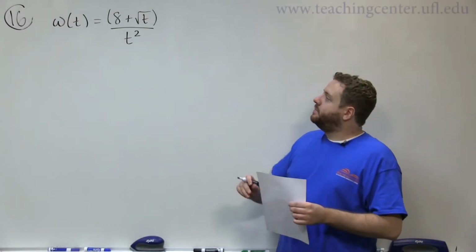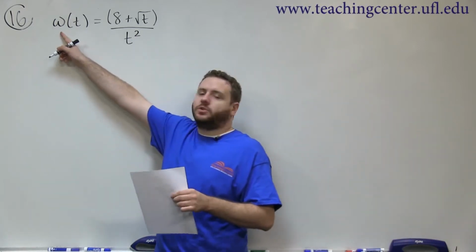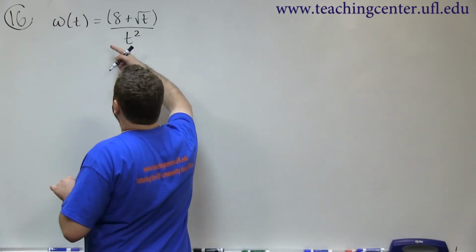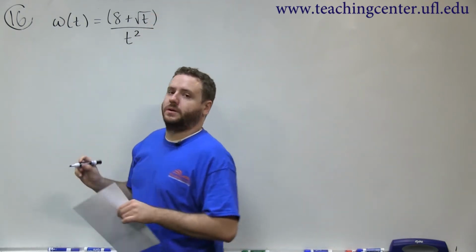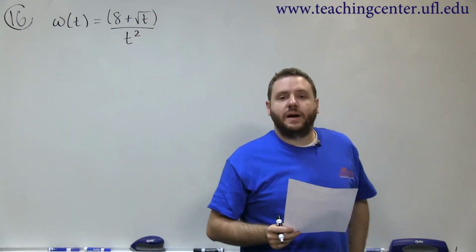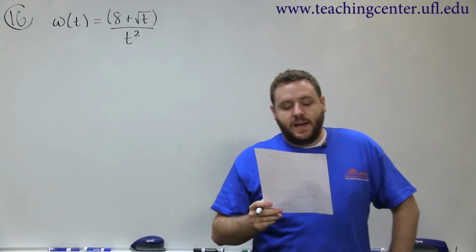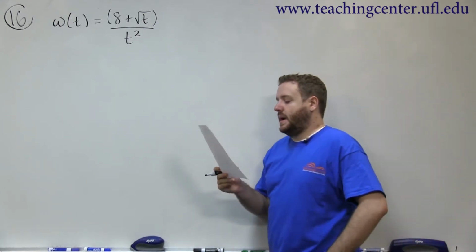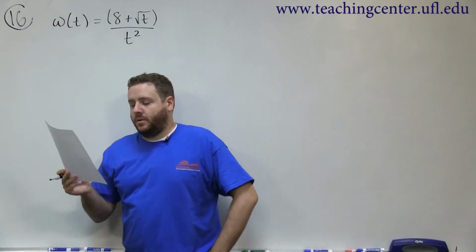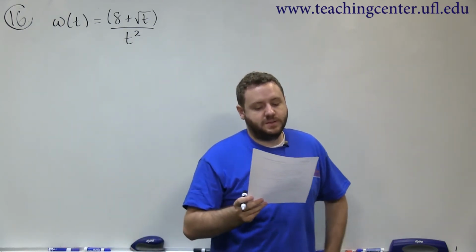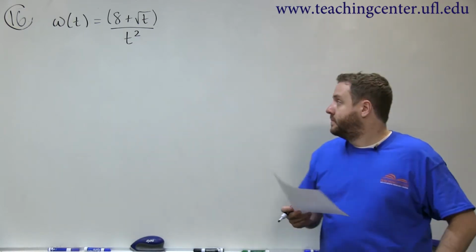In problem number 16, we have a function, this is the Greek letter omega. Omega of t is equal to 8 plus square root of t, all divided by t squared. What this equation signifies in this problem is that t is the number of minutes after liftoff, and omega of t is the rate at which the rocket is consuming fuel at that moment.